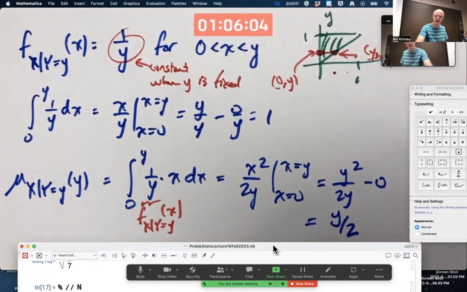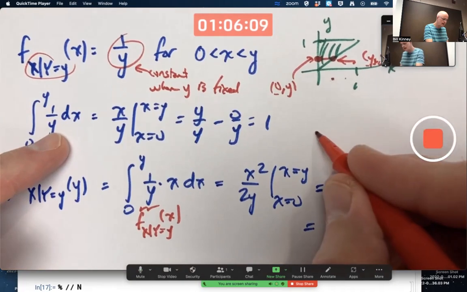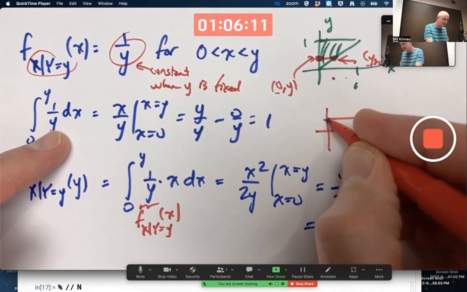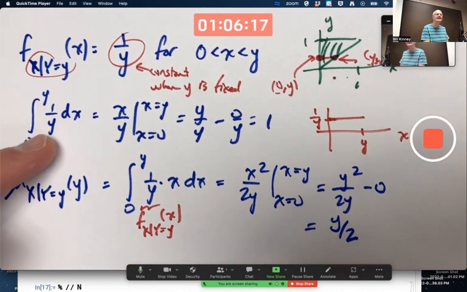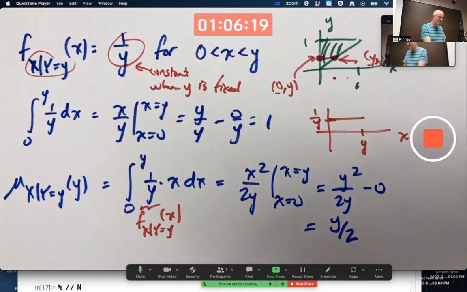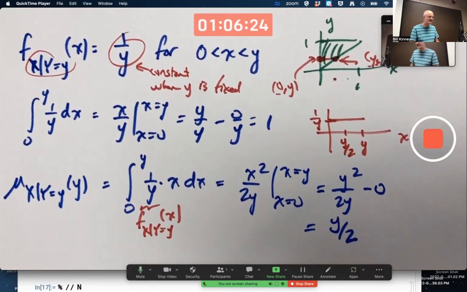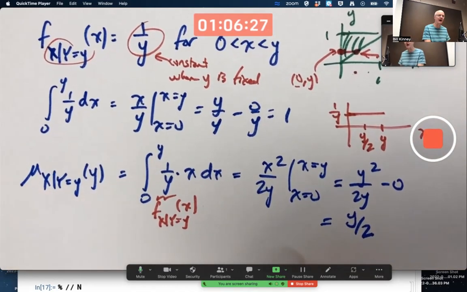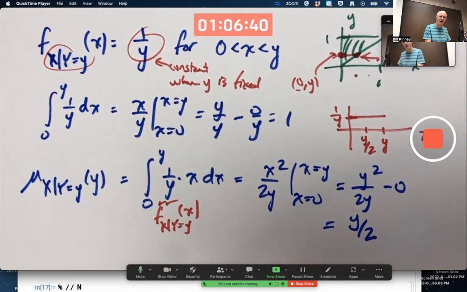The PDF of this random variable here is constant at 1 over y as x goes from 0 to y. And its mean is going to be y over 2. But it does depend on y in the end. This is a function of y. It's called the curve of regression of x on y, I believe. Curve of regression of x on y.